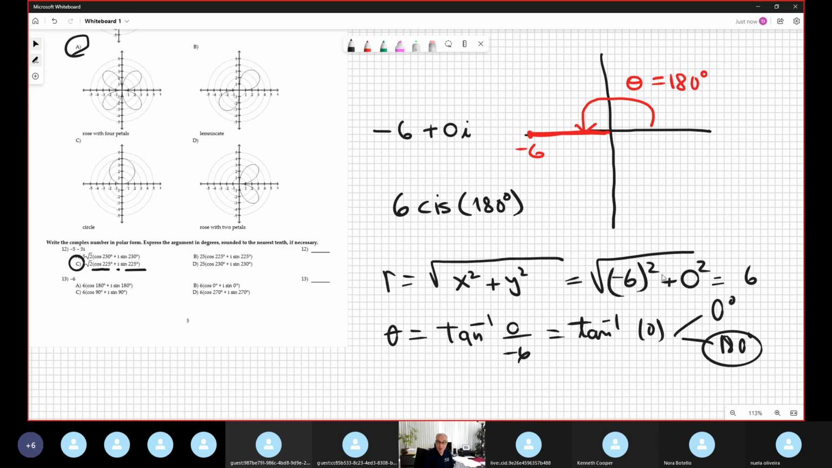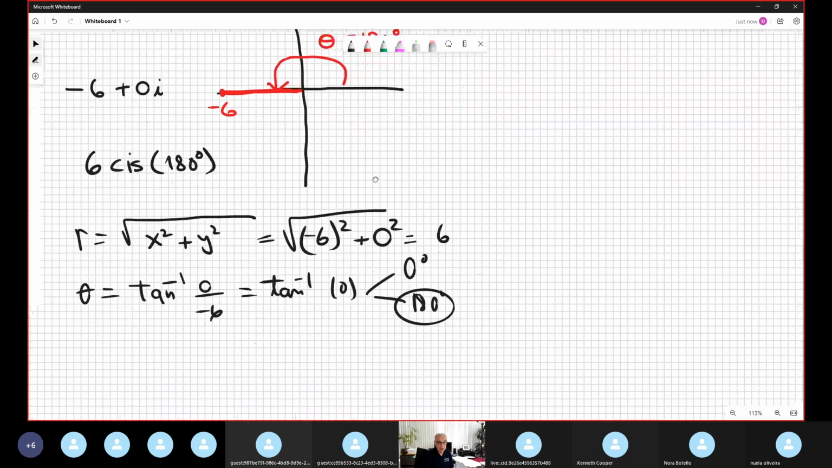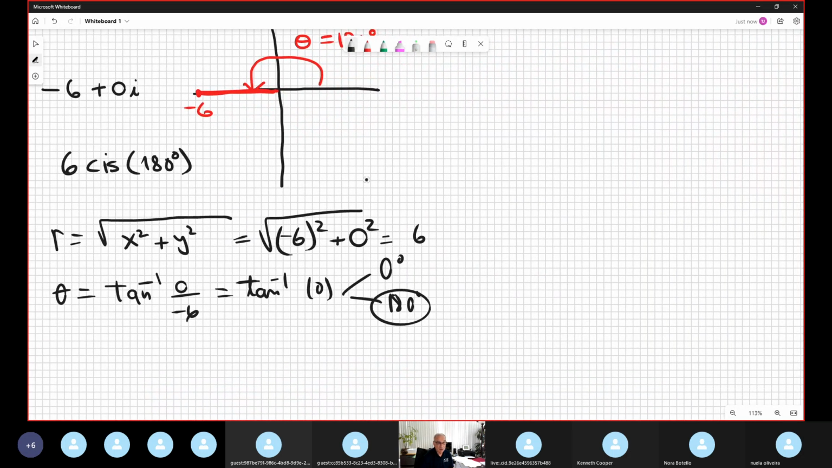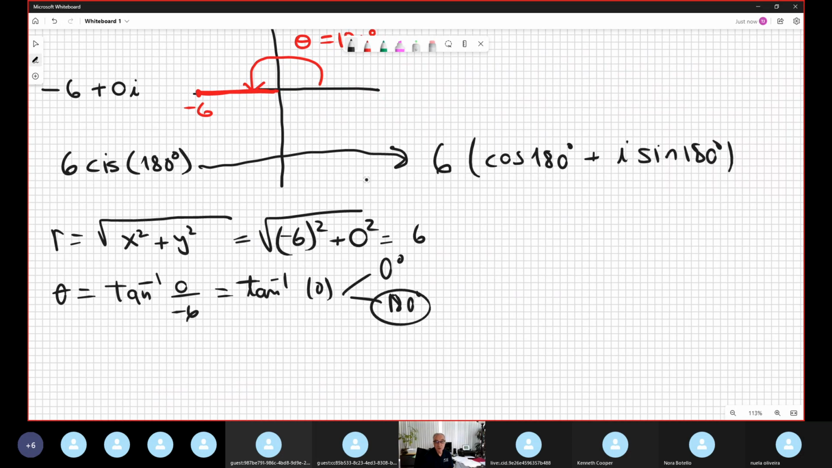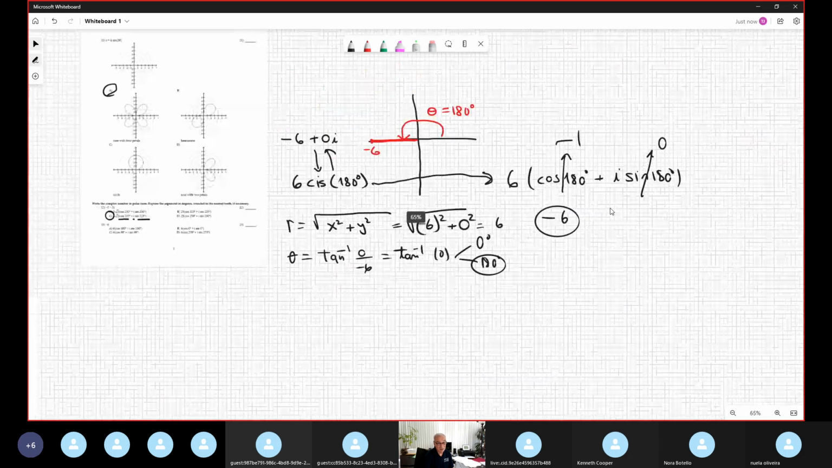However, another double checking is suppose que I expand this guy like that. 6 cosine 180 plus I sine 180. Cosine 180 is -1. Sine 180 is 0. That means that we have no imaginary part and the real part is -6. And we come back at the beginning. It's backward, in the opposite direction. Super clear?